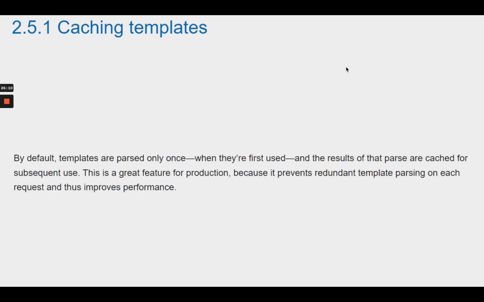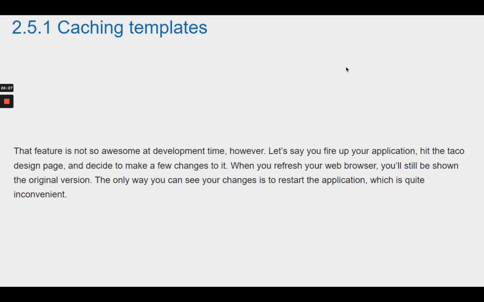Section 2.5.1, Caching Templates. By default, templates are parsed only once, when they're first used, and the results of that parse are cached for subsequent use. This is a great feature for production because it prevents redundant template parsing on each request and thus improves performance. That feature is not so awesome at development time, however.